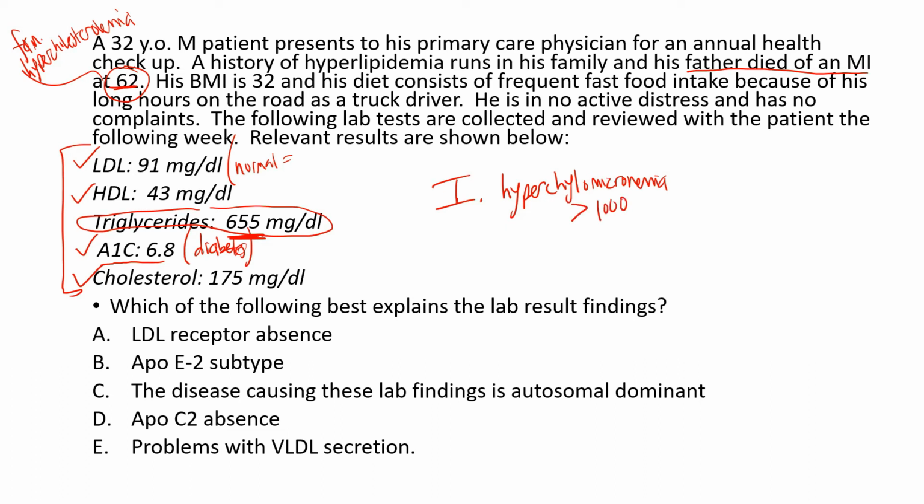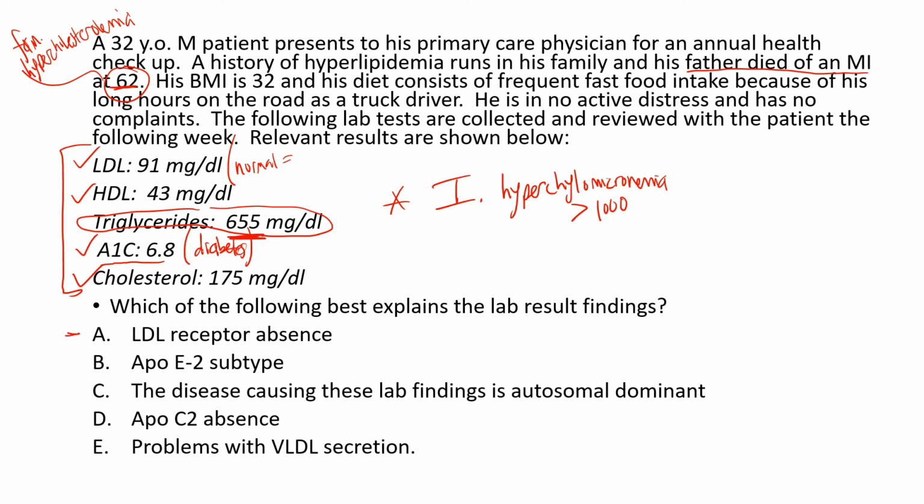So go ahead and eliminate. It's asking you, which of the following best explains the lab result findings? Let's eliminate, first of all, what I just said: it has to be a triglyceride above 1,000 to be familial hyperchylomicronemia. So we can eliminate whichever of these are describing that. So let's go through. LDL receptor absence.